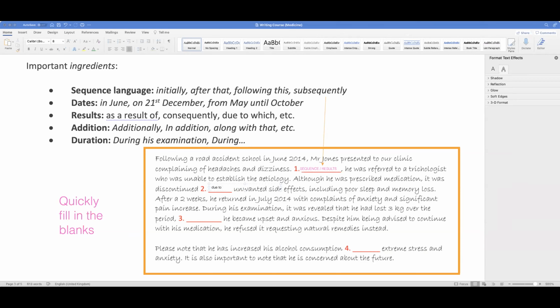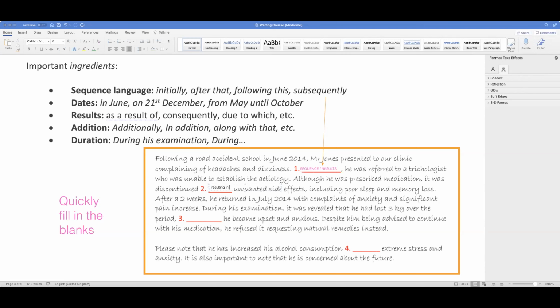Okay. What else could I say? Because of. I could say because of, but it's a little bit informal. Owing to. Owing to, yeah, that would be good. That's a good one. Yeah, owing to. You could also say resulting in.